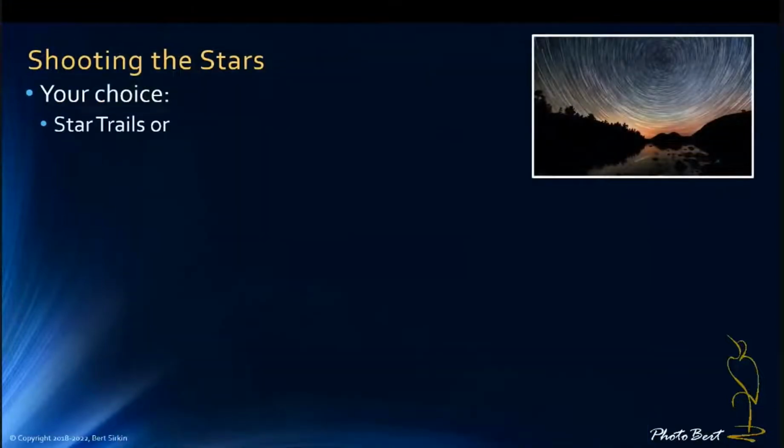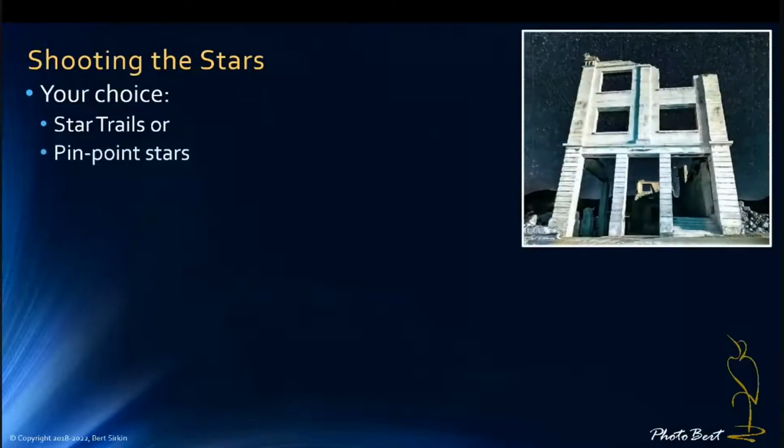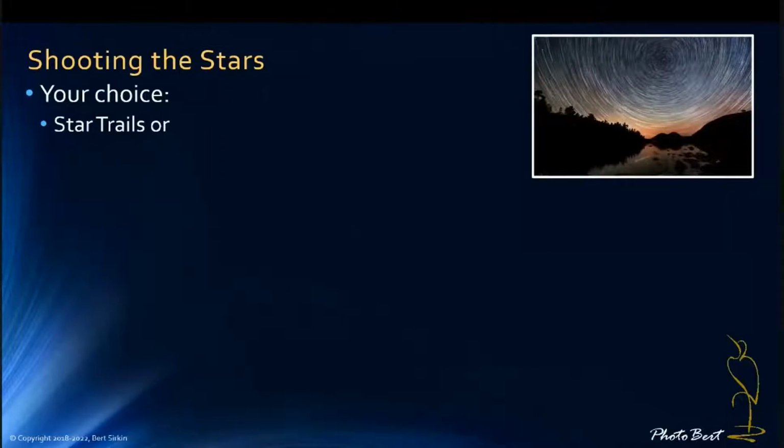When you're shooting the stars, you have a choice. You can shoot star trails or you can shoot pinpoint stars. Star trails are where you leave the lens open for a long time, and because of the movement of the Earth, the stars, of course, don't move. If you aim your camera at Polaris, the North Star, the stars appear to revolve around that star. The axis of the Earth points to Polaris, which is why they appear to rotate around it.